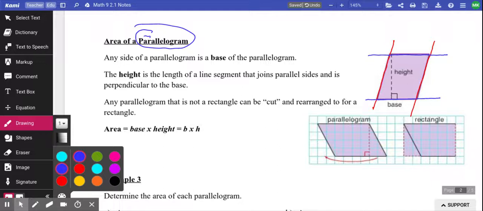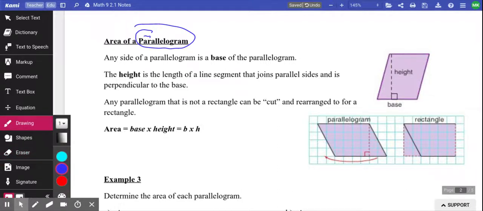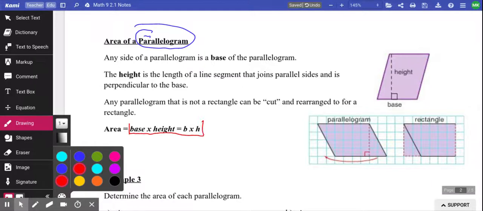They would never cross each other. They could run forever and they would never cross. A parallelogram just has sides that are kind of tilted like that, but they would never cross each other. They're parallel lines, hence its name. The formula for it is a little bit more complex. The area of a parallelogram is base times height.